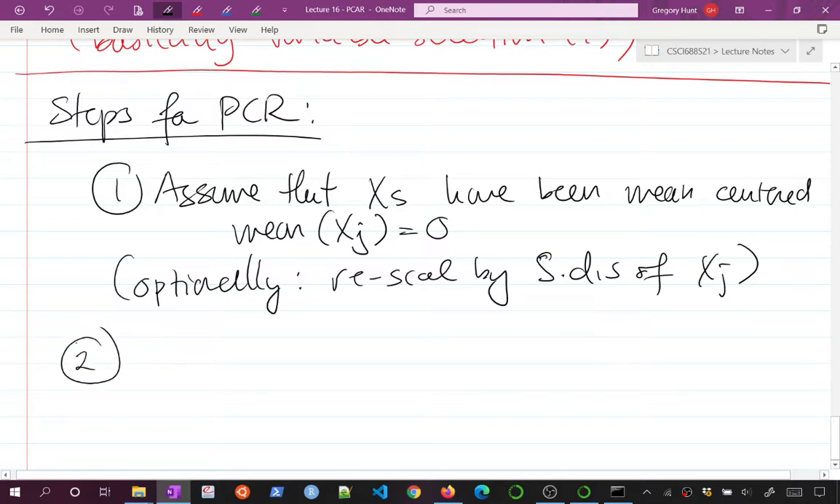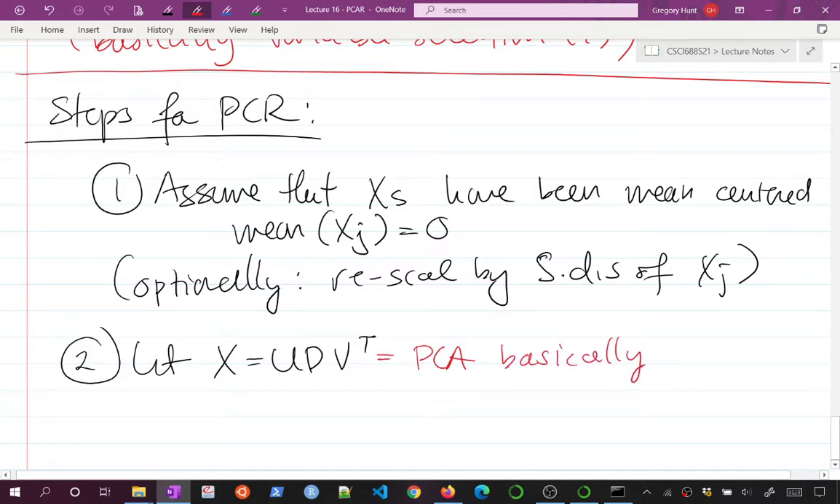So I'm just going to make that assumption, and we're going to let X, our covariate matrix, have singular value decomposition UDV transpose, right? Now, this is equal to PCA, basically, right? If I've centered and optionally rescaled my variables, then those V's basically give me my weights. And so PCA is in some sense giving us the Z's.